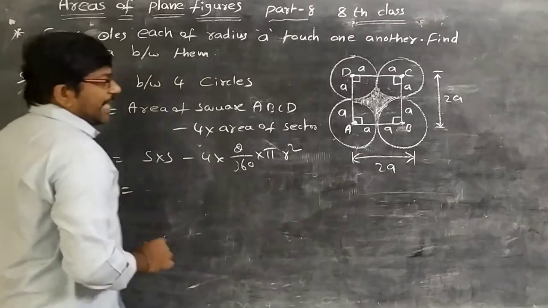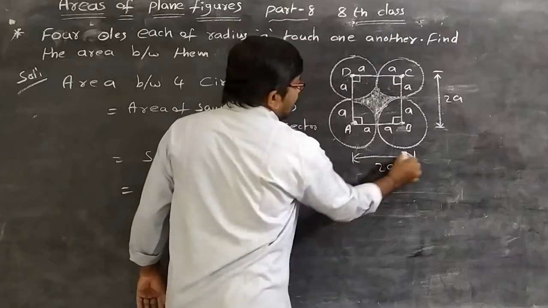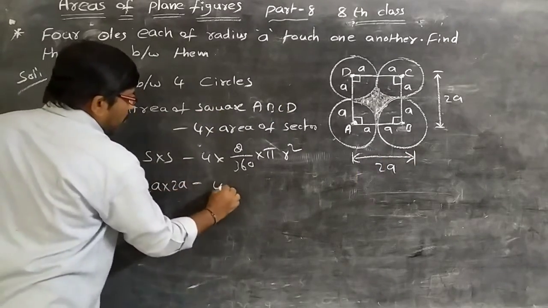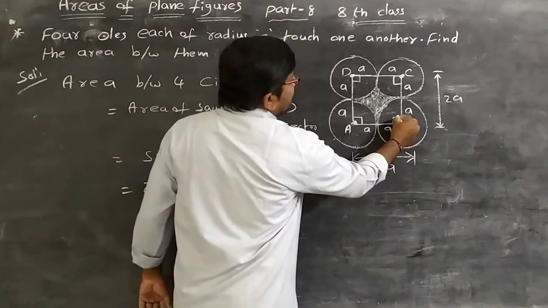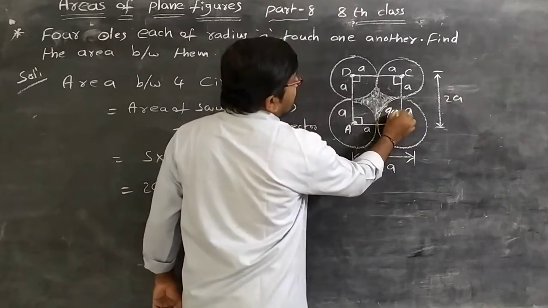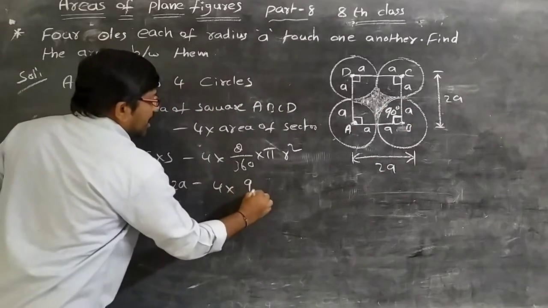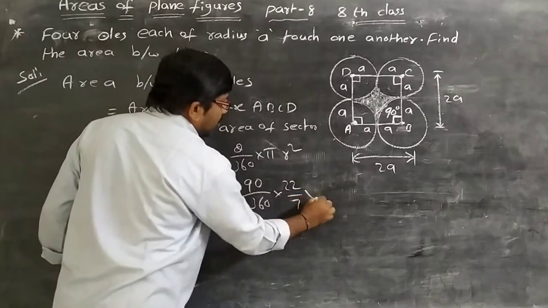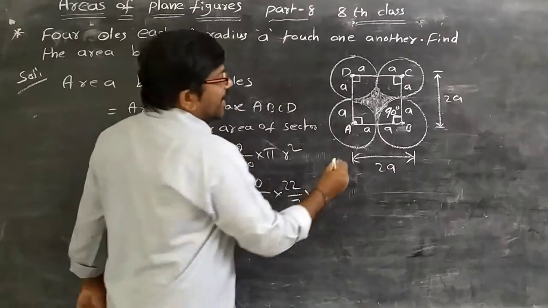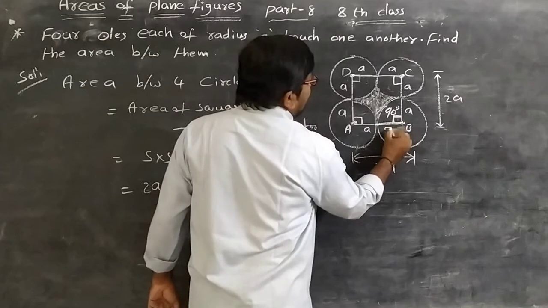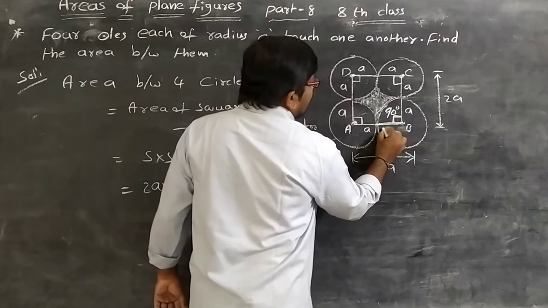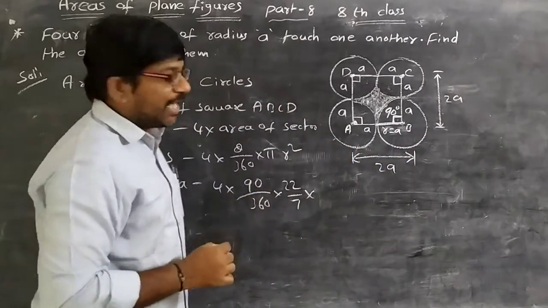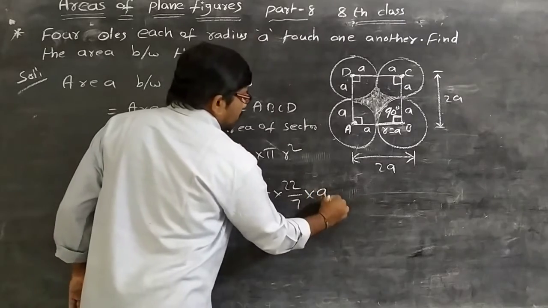That is equal to side into side. Area of square, its side is 2a. 2a into 2a minus 4 into, theta is the angle of sector, that is 90 degrees. See, 90 by 360 into pi value 22 by 7 into r square. R is the radius of sector. Here the radius of sector is a units, right? So r is equal to a units. Radius of sector a square, right?